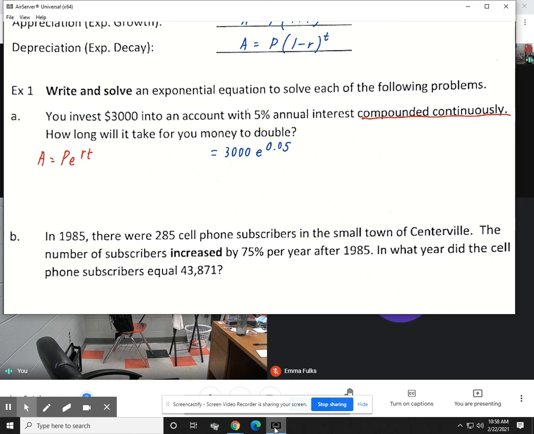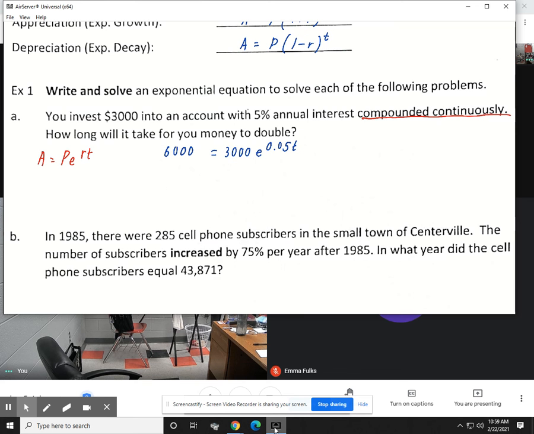And it says, how long will it take? Guys, isn't how long will it take, isn't that T? Here's the key to the problem though. How long will it take to do what? Double. Well, what was it originally? It was 3,000, right? What's double that? 6,000. So my A value is 6,000. That's what I want it to grow to. I want it to double. So I want it to grow to 6,000.